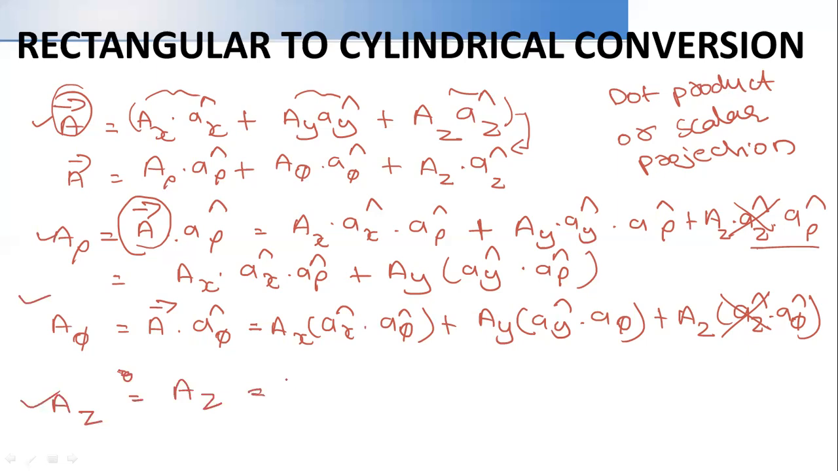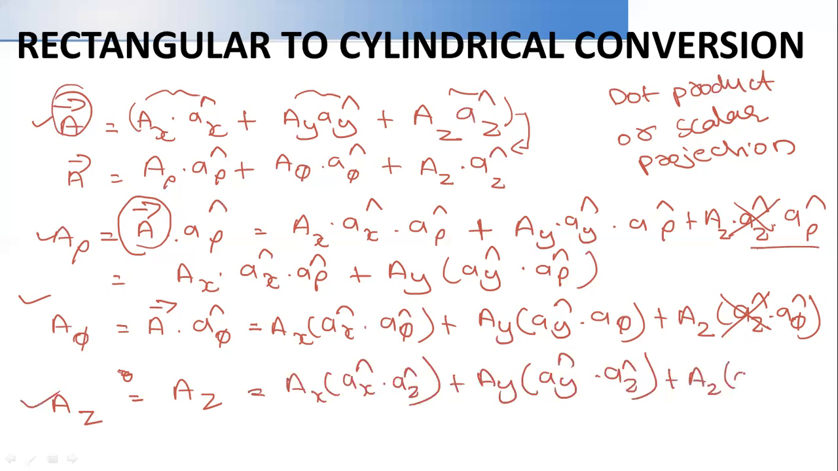Is it clear? Okay, I'll write ax dot az plus ay into ay dot az plus az into az dot az. That means this get cancelled and this will be 1. So ഇത് 1 ആയിരിക്കും. So that's how we get AZ. മനസ്സിലായോ? Is it clear for everybody? Any doubt? Do you have any doubt? No, sir. Okay.